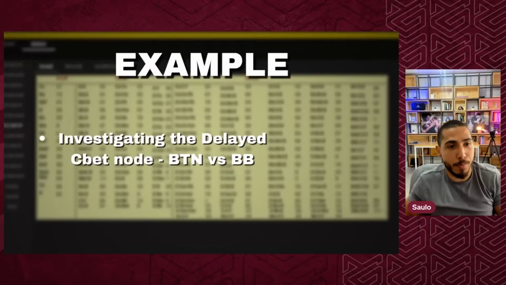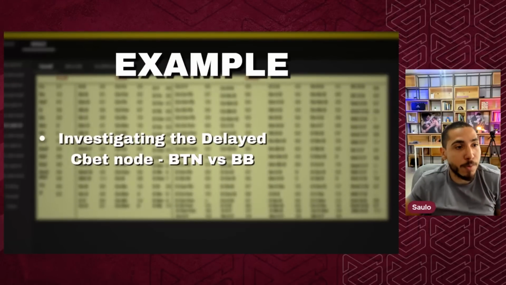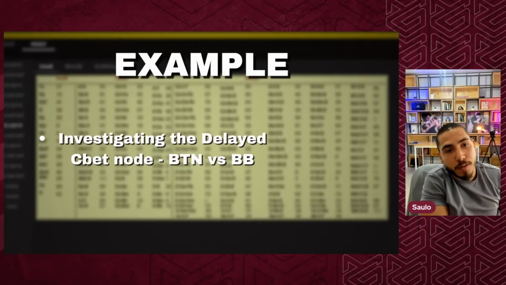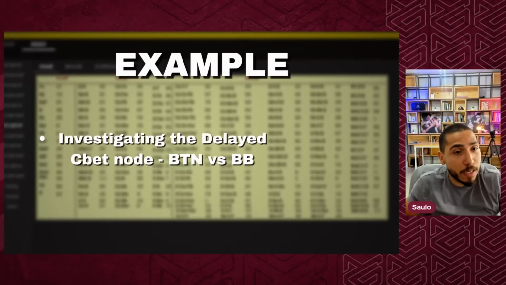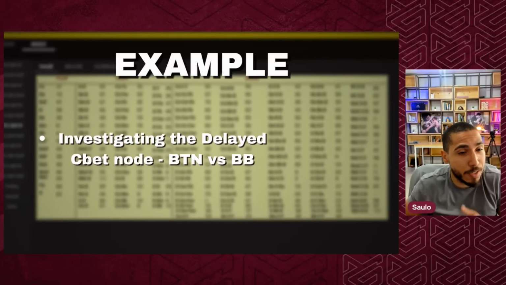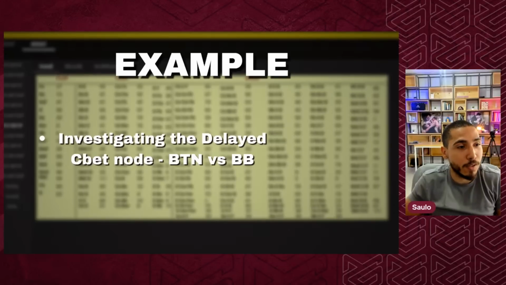Okay, so the example I separated for you guys here is investigating the delayed CBET node. So imagine you want to improve, right? And a very good way to improve is by separating certain parts of the game tree for you to actively improve your strategy in that specific situation. And the most important situation for no limit hold'em, particularly 6-max cash, is single raised pot in position. That's the spot that contributes the most to your win rate.